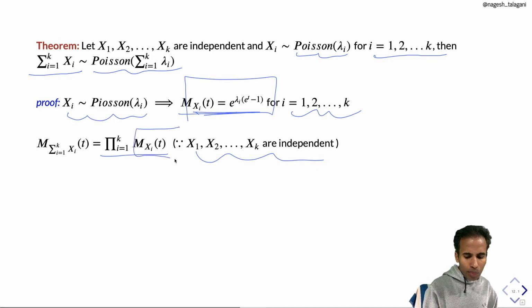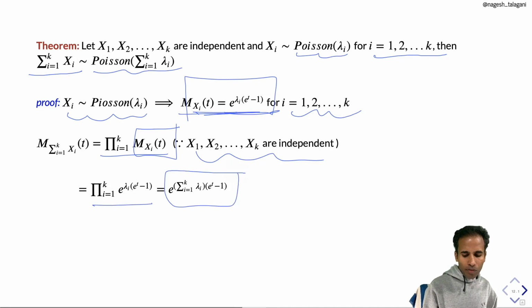So now if you replace M_Xi(t) with e power lambda i (e power t minus 1), we end up with this product. This product will be simplified to e power summation of lambda i from i equal to 1 to k times (e power t minus 1). Okay, so this is the MGF of summation Xi from i equal to 1 to k.